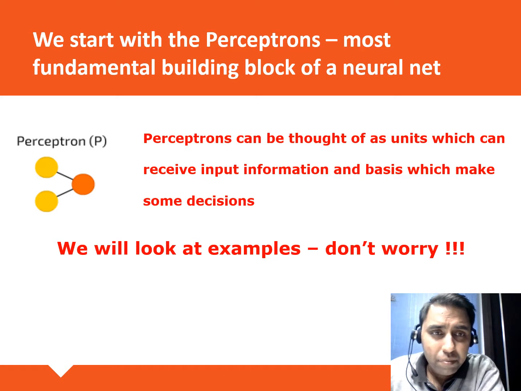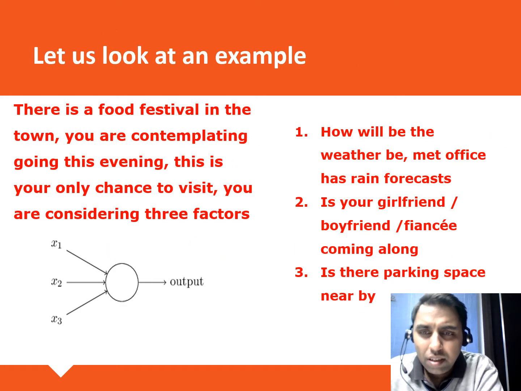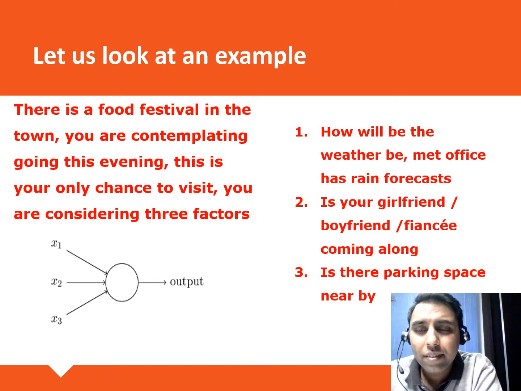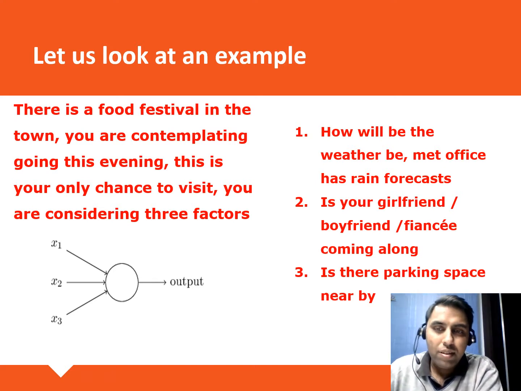So a perceptron will typically get some information from different sources, and then it will combine that information to make some decisions. Now that might sound cryptic, but don't worry, we will look at an example soon so that it doesn't sound cryptic. So let us straight away go to an example to understand what a perceptron is, which I just said is the most fundamental or the basic building block of a neural network.